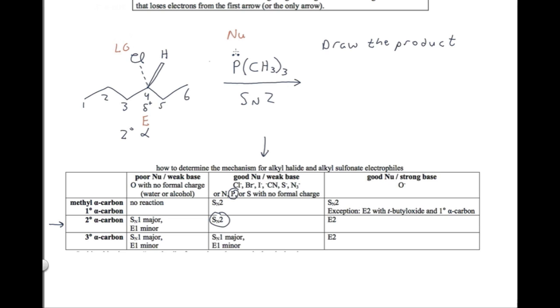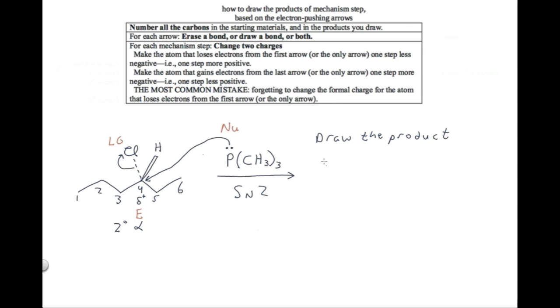Now we can draw the arrows. The arrows go from the nucleophile towards the alpha carbon, and from this bond to show the leaving group leaving. The nucleophile attacks the alpha carbon, and the leaving group leaves the alpha carbon simultaneously in the same step. Now we draw the products, being careful to number all the carbons.